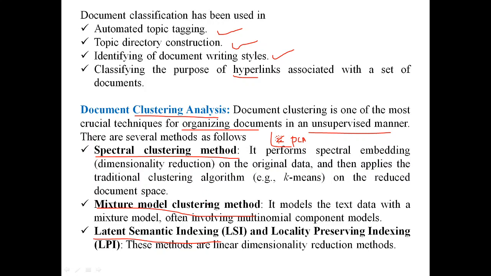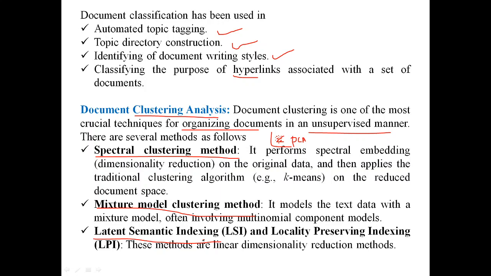Then the mixture model clustering method uses the multinomial component model, like we have discussed, using the multinomial distribution to find the vector, as well as finding the eigenvalues. Then we are going to find the vector values, and that is how we build the mixture models.